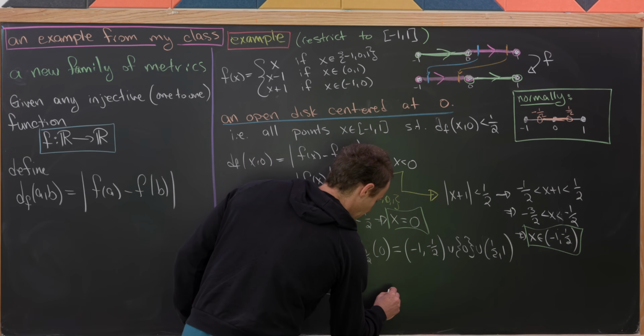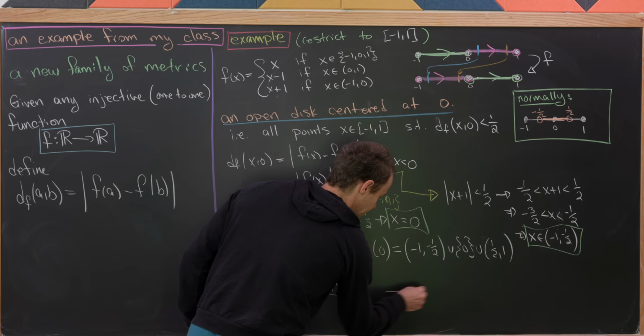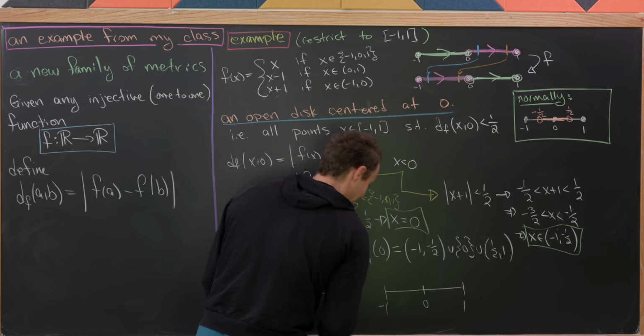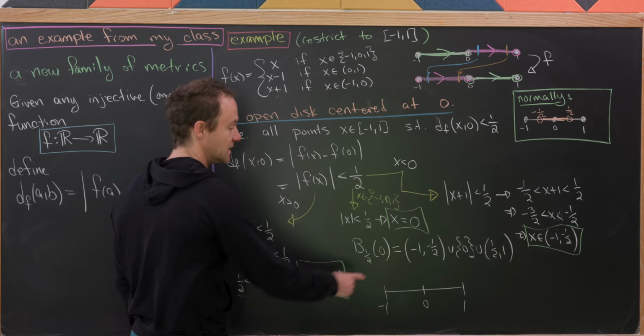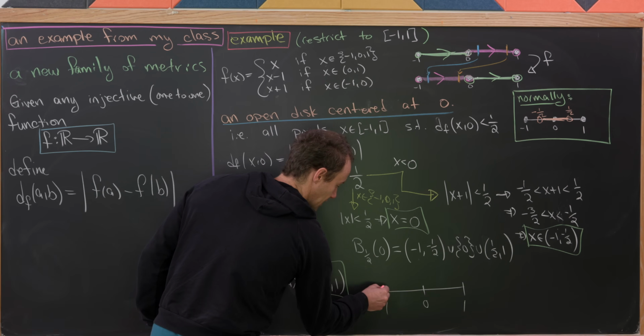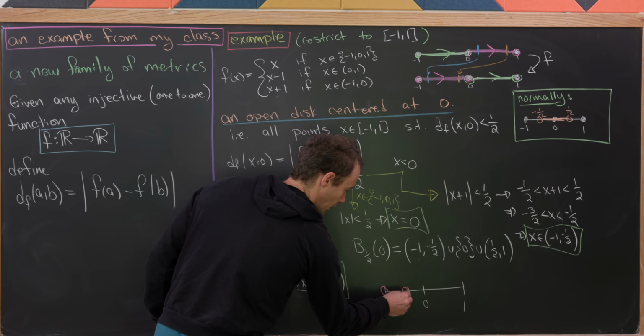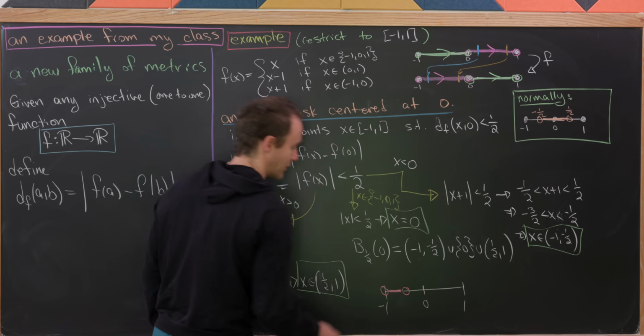But now if we wanted to, we could definitely graph that. So let's do that now. This interval right here, that goes from -1 to -1/2, so it's that portion.